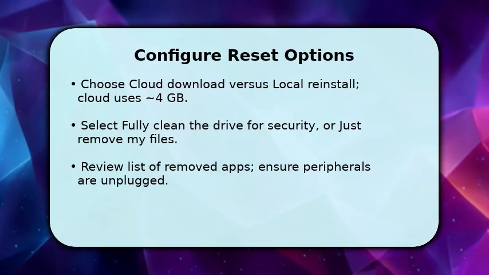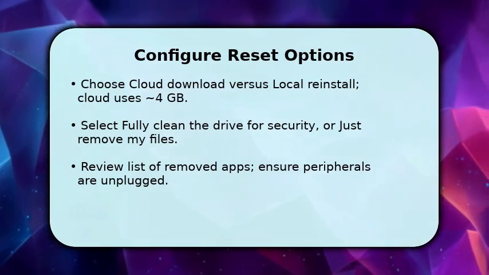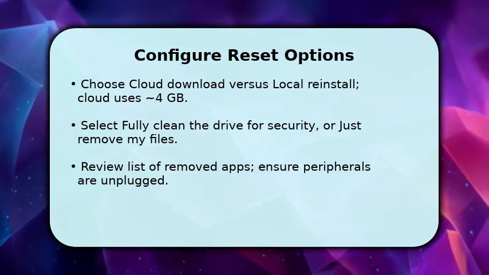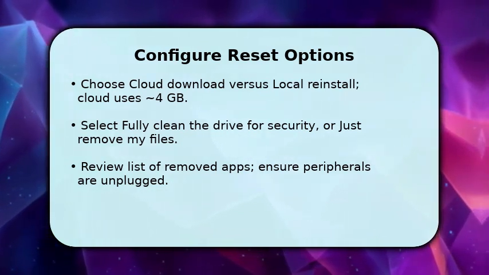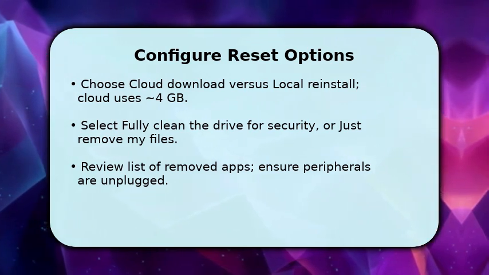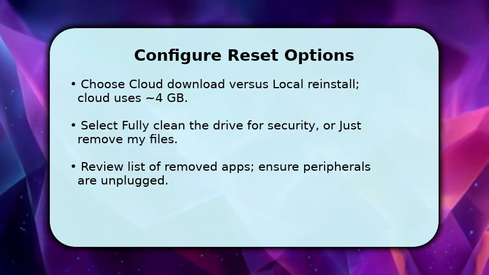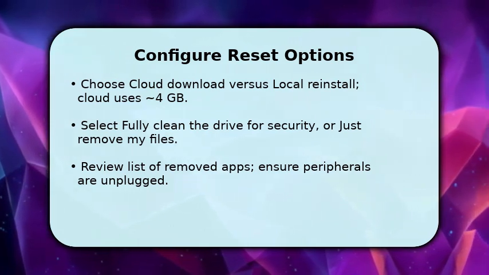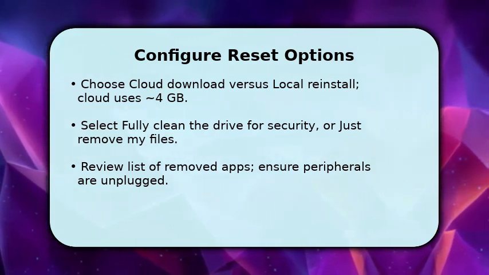Now configure how Windows will reinstall. Choose Cloud Download if you want the latest image. It uses roughly 4 GB and can fix corrupted local files. Alternatively, pick Local Reinstall to use the files already on your device, faster but potentially less thorough.